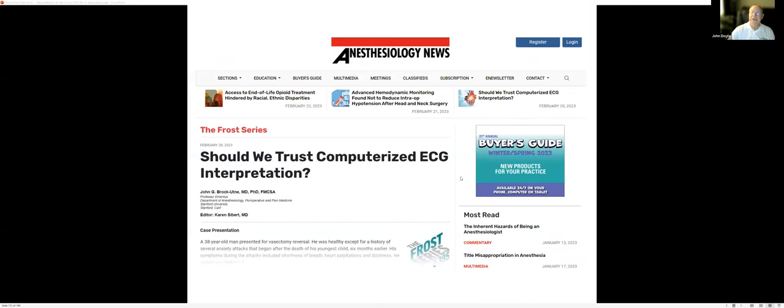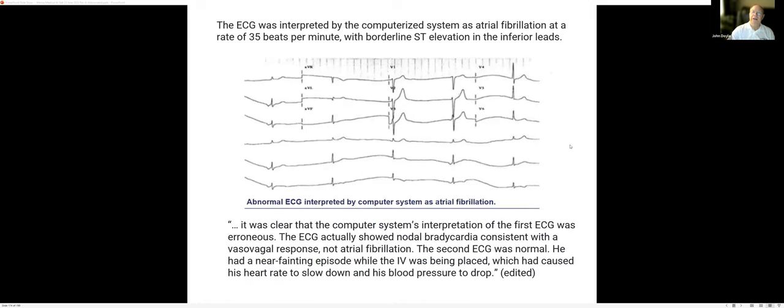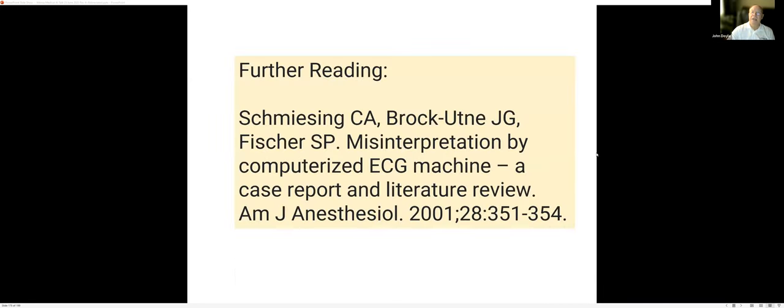So this raises an issue. Here is an article: Should we trust computerized electrocardiogram interpretation? Here is a computer program that interprets this as atrial fibrillation. And I think any doctor looks at this and says, whoa, wait a moment, that's not atrial fibrillation. What's going on here? So the computer's interpretation was really wrong. And it's not clear what was going on. This was a vasovagal reaction in all likelihood. Further reading on the electrocardiogram problem: American Journal of Anesthesiology from 20-some years ago, misinterpretation of computerized ECG machine, case report and literature review.